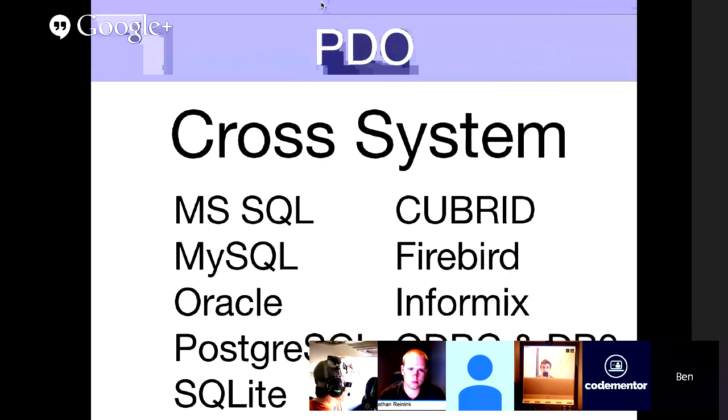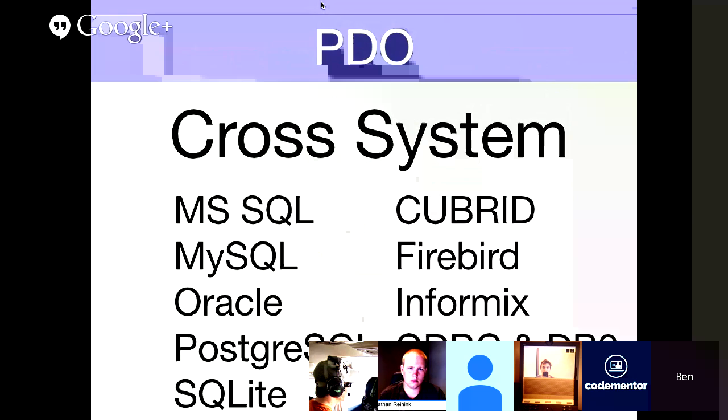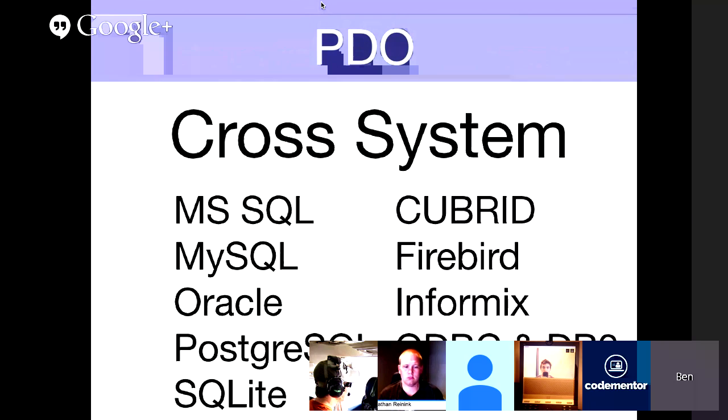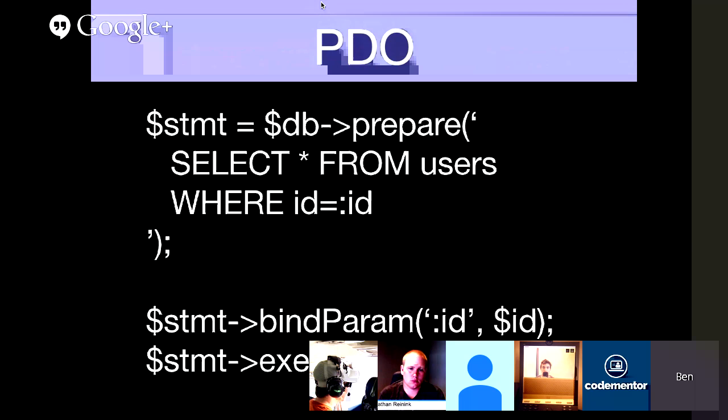That said, it's cross-system. These are the databases that it supports right now. I'm sure this will be added to as other databases become popular. For the most part, though, this is going to handle any relational database that you're likely to use. I've never used any relational database outside of this group. So it improves on the binding, and it really just promotes safe binding. So that will handle a lot of SQL injection attacks for you automatically if you use this.